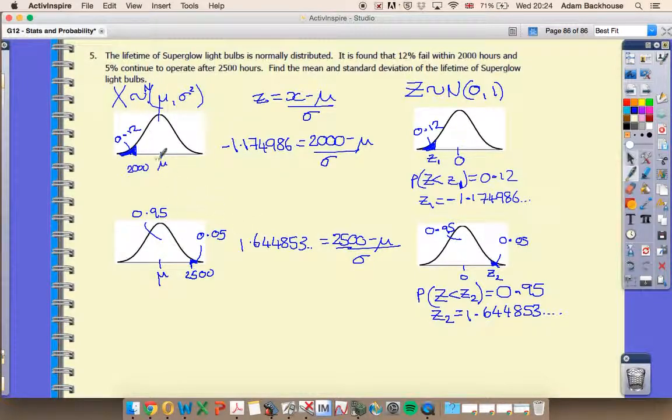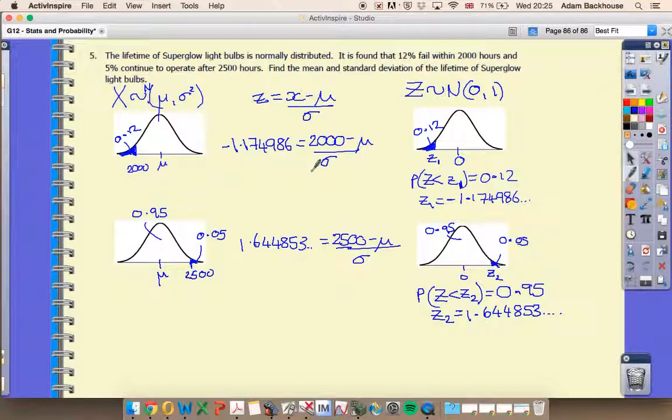So obviously the mu and sigma are the same for both of these situations. It's the same set of light bulbs we're talking about. This is clearly a calculator question. We did a lot of calculator work here. We can use Polysmalt to solve these simultaneous equations rather than having to deal with these fairly nasty decimals.